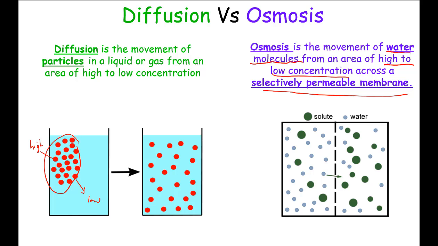So two little differences here. Firstly, osmosis is the movement of only water molecules, and it usually happens across a selectively permeable membrane. So there has to be two solutions which are separated by a membrane. Whereas diffusion can happen pretty much in any solid, liquid or gas where you have particles which can move about.